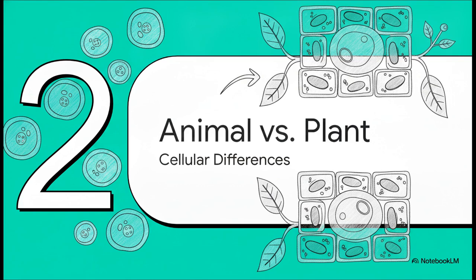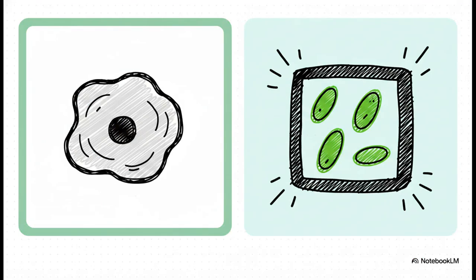Part 2, Animal versus Plant Cells. Let's examine the cellular differences. Okay, so the crucial point here is that while both share a nucleus, a cell membrane, mitochondria, and cytoplasm, animal cells entirely lack certain rigid structures.